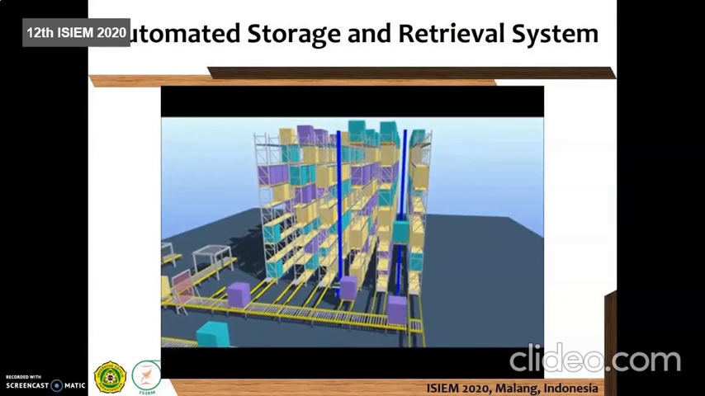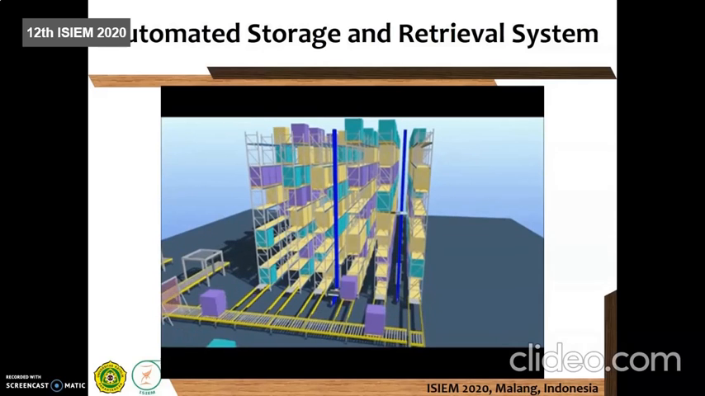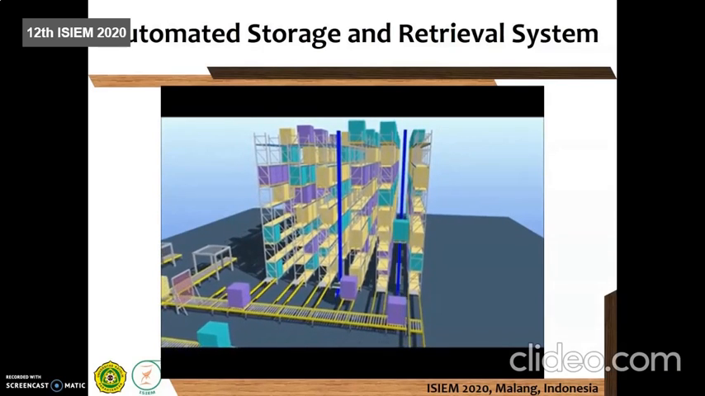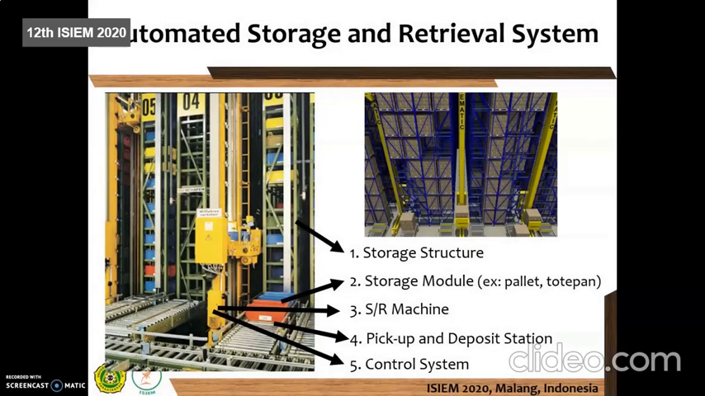Here is how the ASRS works in general. The machine will store and retrieve the material from specific racks based on the specific command given. The ASRS system consists of several main parts: storage structure, storage module, SR machine, pickup and deposit stations, and the control system.